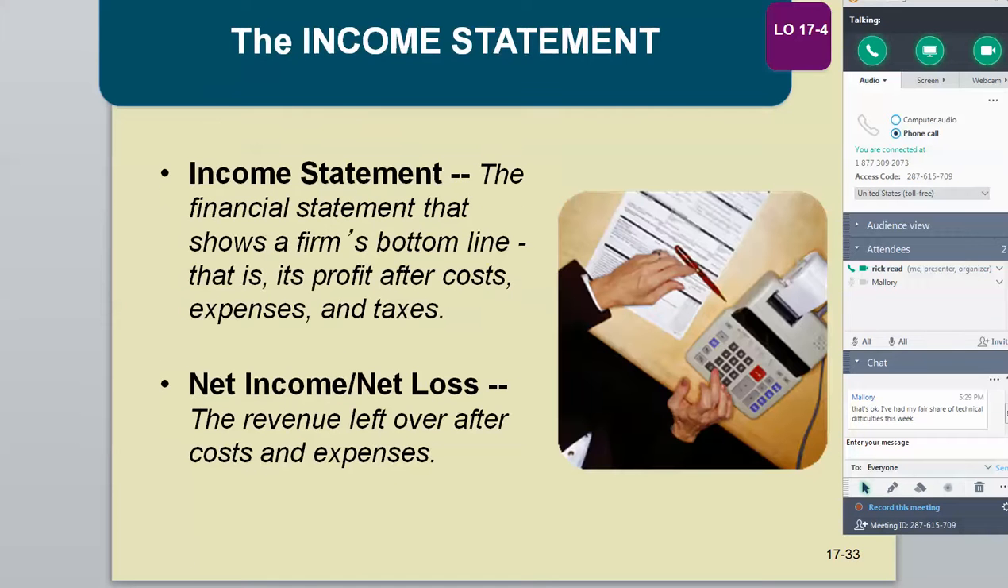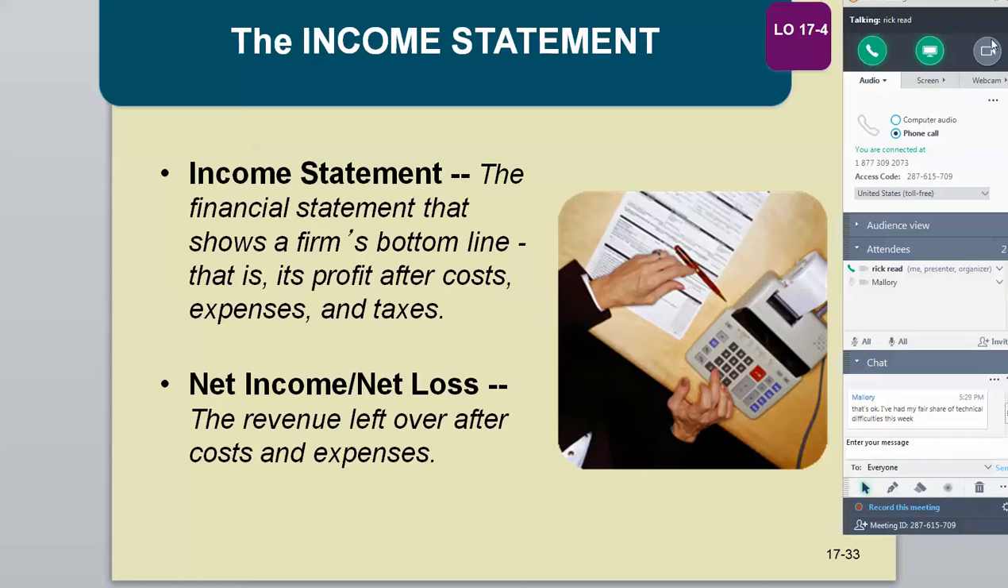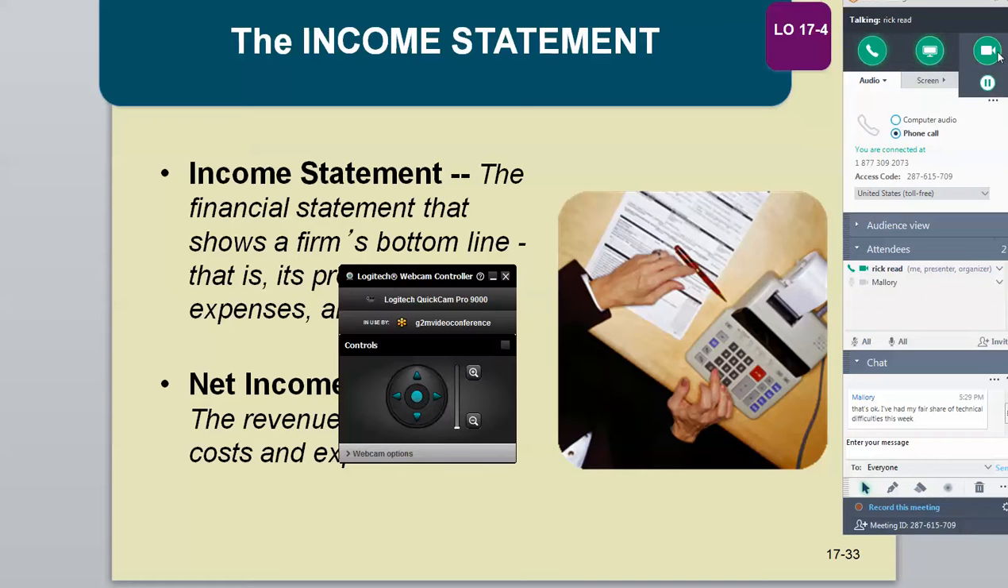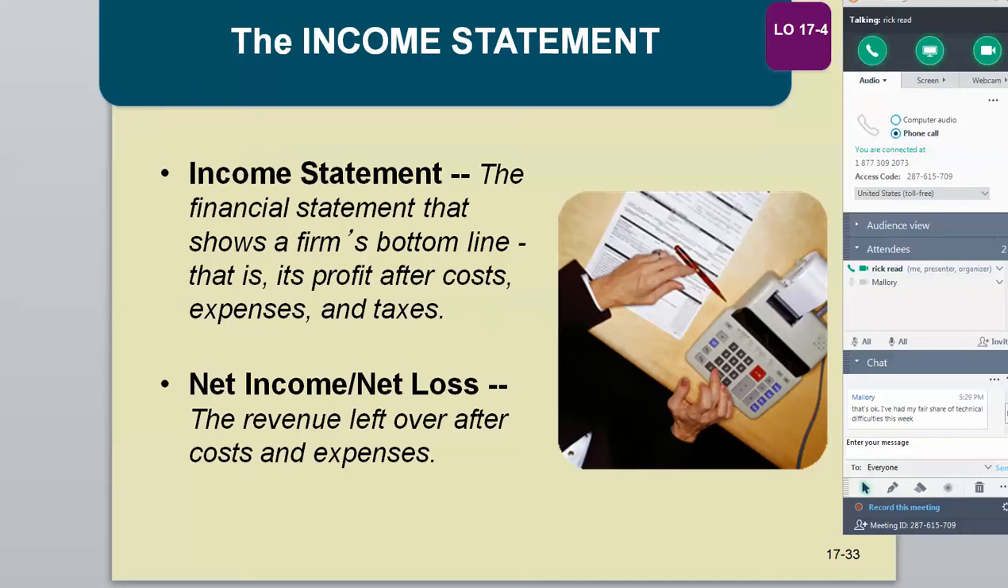Now we turn to the income statement. This is, as the slide says, and I cannot say it any better than the slide says, our bottom line. Profits after all of our costs, expenses, and taxes. And then we come up with either a net loss or our net income. And we don't have to explain those. We certainly need to know what that is.